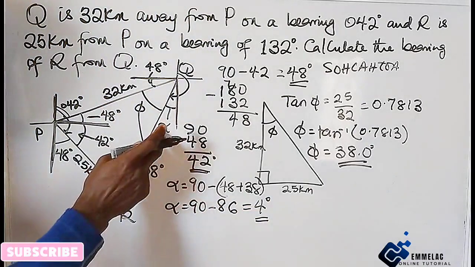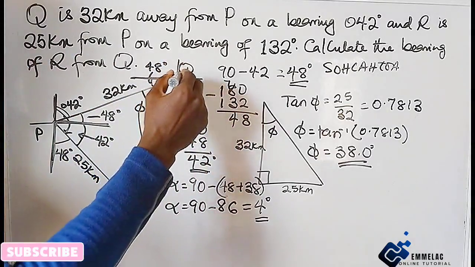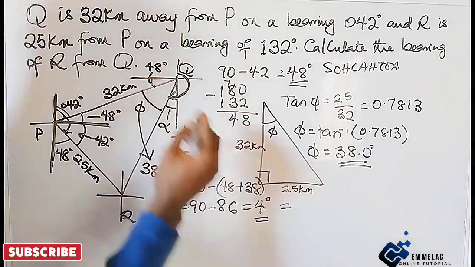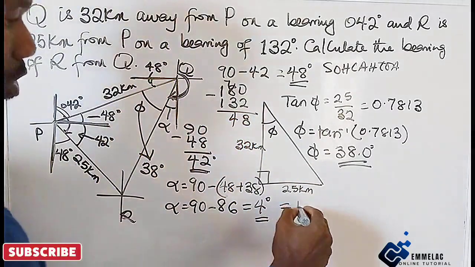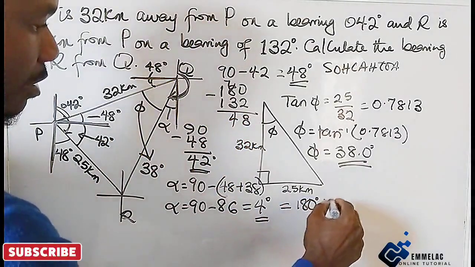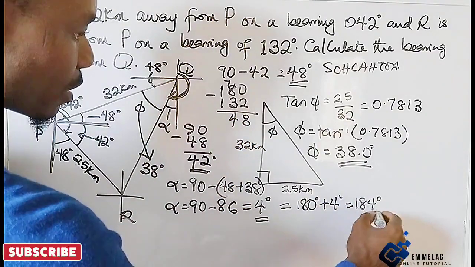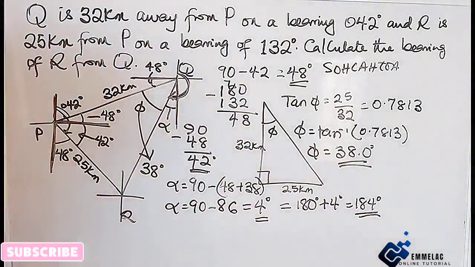Now if our alpha is 4 degrees, the bearing of R from Q, that is the whole of here down to here, you can see that from here to here is 180. Now plus 4, so here you have 180 degrees plus 4 degrees, which gives us 184 degrees. Final answer.